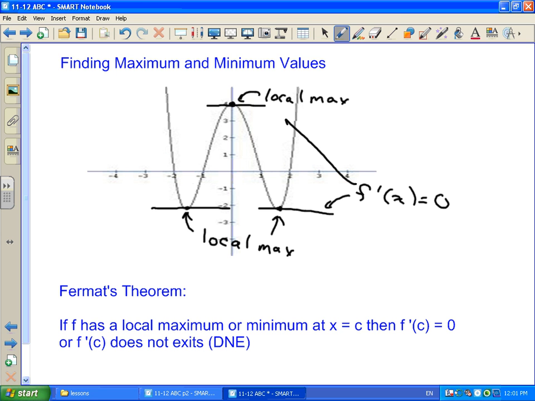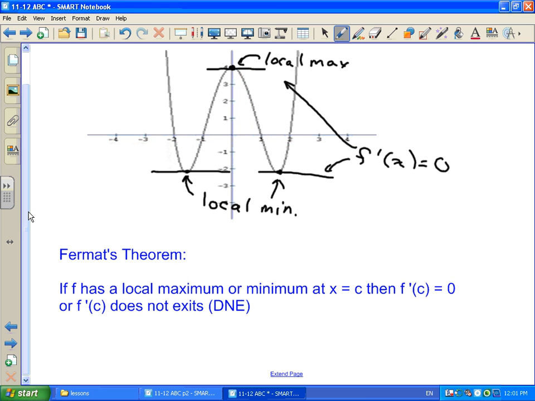Here and here. Okay? So this suggests to us a way of looking for these turning points, these local maxima and minima. I wrote max there, and I should have written min. Your textbook calls this Fermat's theorem: if f has a local maximum or minimum at some point x equals c, then the derivative at c equals 0, or the derivative does not exist at this point. This is just a way of saying that everywhere there is a turning point, a local maximum or minimum, your derivative is going to be 0.